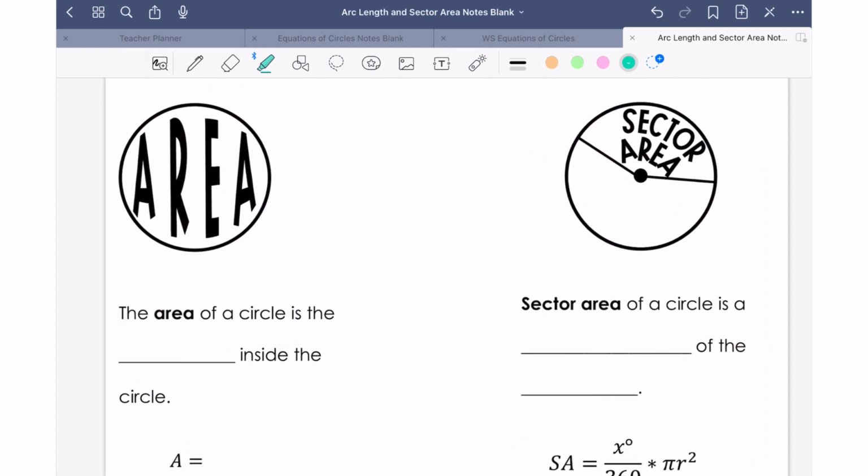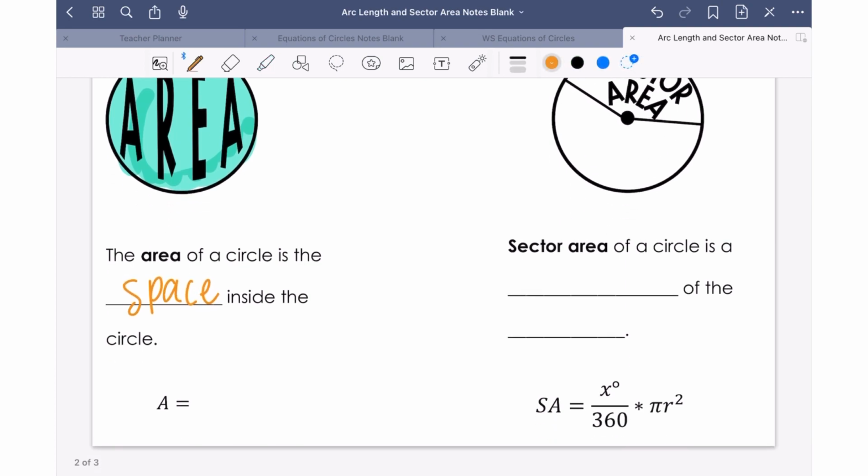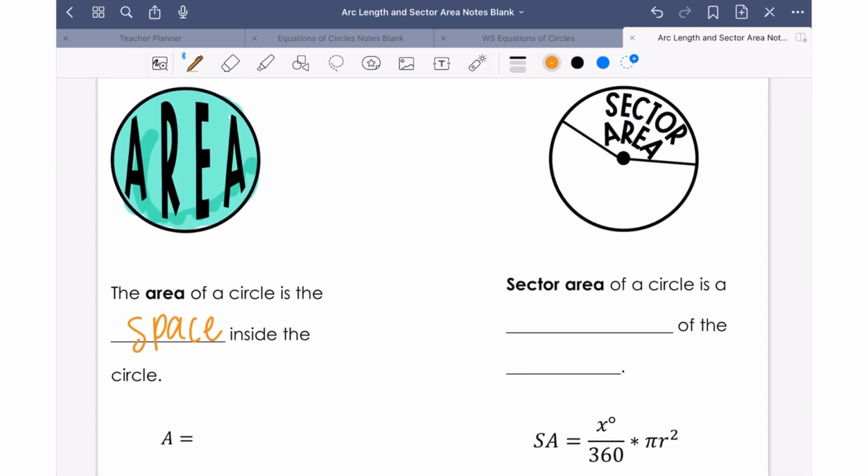Again, I have these visuals to kind of help you see the difference. So the whole area of a circle would be everything inside. So all the space inside of a circle. And the formula for this, hopefully you remember from 7th or 8th grade, is pi r squared. Area equals pi r squared.